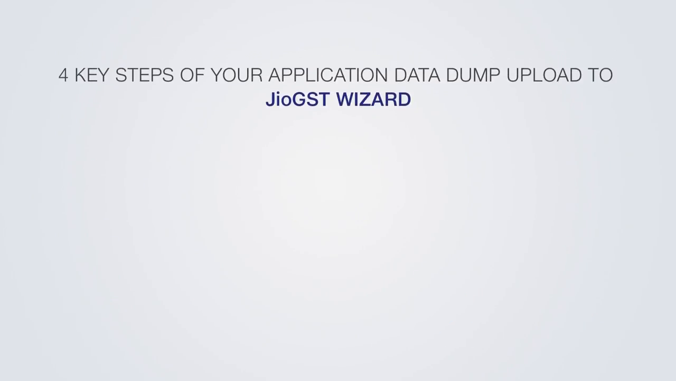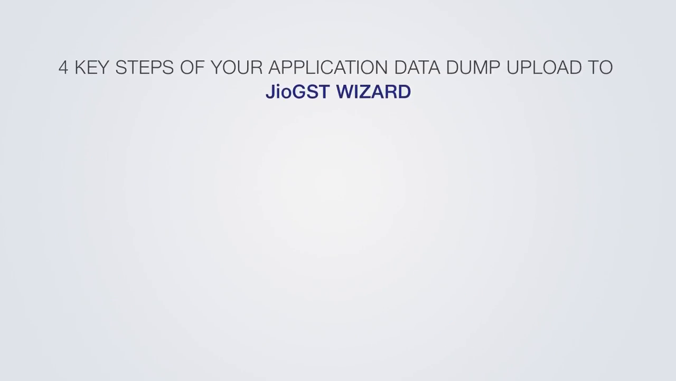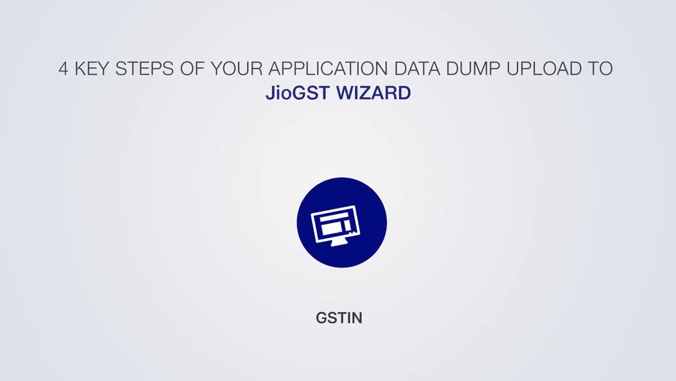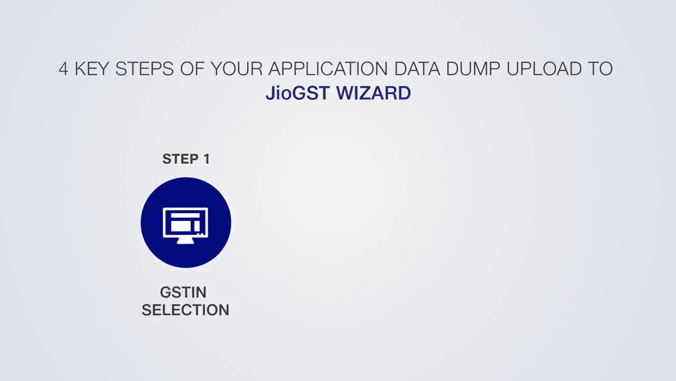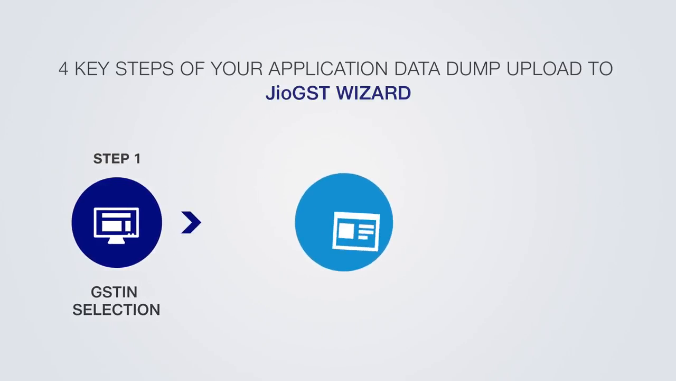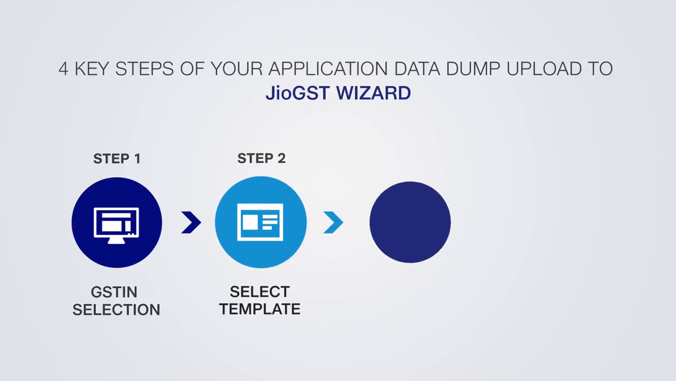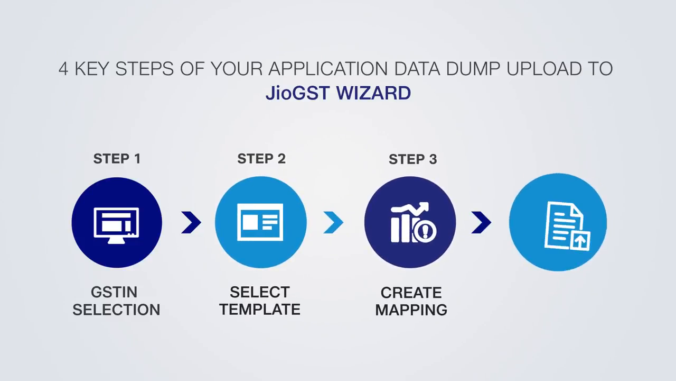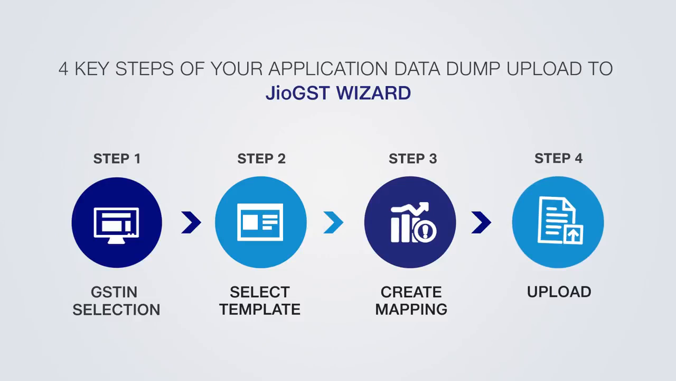Let's begin with the steps involved in the data upload process on the JioGST Wizard. In the first step, you have to select the JSTN for template mapping. Thereafter, select the required template. Create mapping between the template and your data file. Finally, upload the data file.